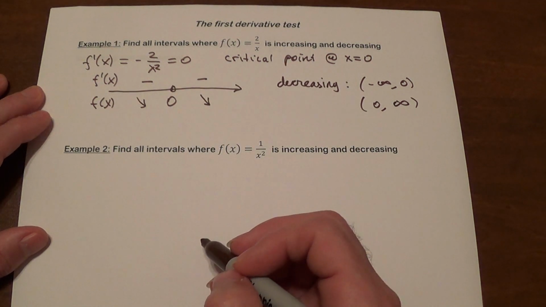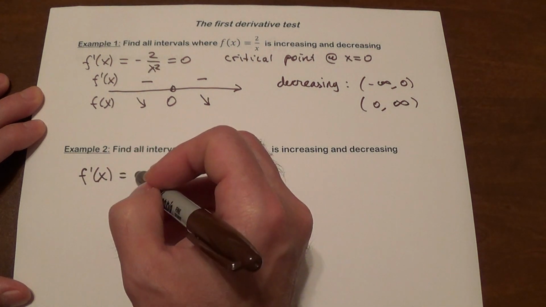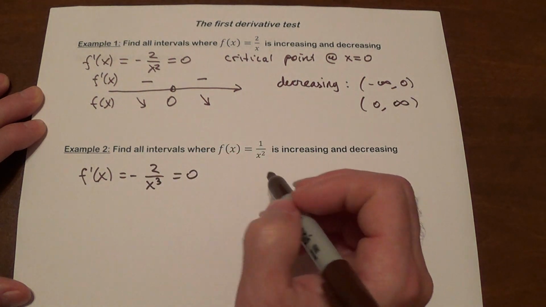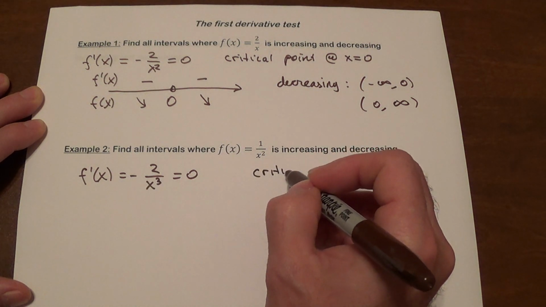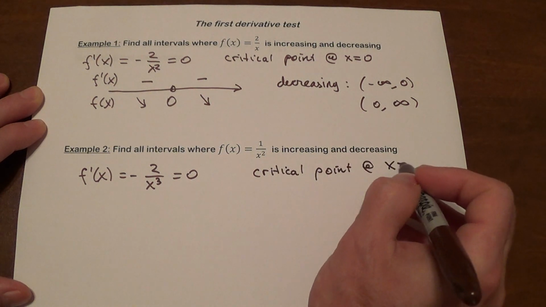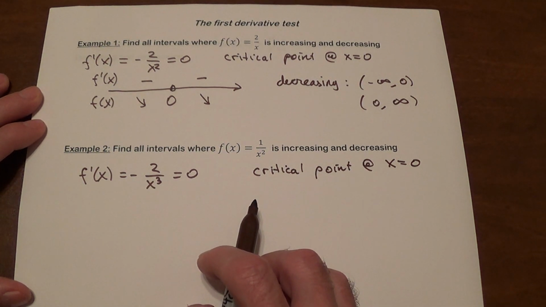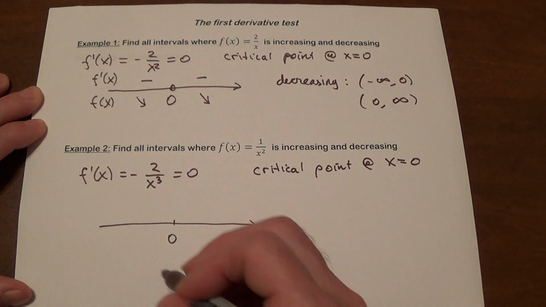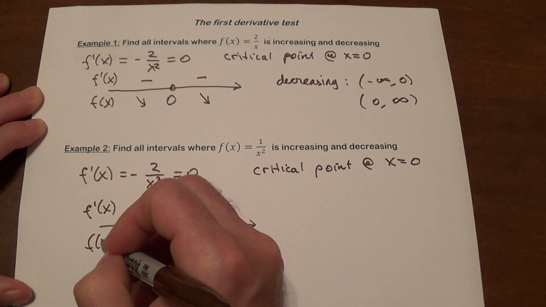Okay, f of x equals 1 over x squared. Do the same kind of work. So we start by finding the derivative, which is going to be negative 2 over x cubed. Set it equal to 0. Again, this expression will never equal 0, but it does have a critical point at 0 as well, because the first derivative does not exist at that point. It is a critical value. Okay, so now we can do a number line. Put our critical value here. It's actually going to be an open circle. Put f prime of x here. Put f of x here.